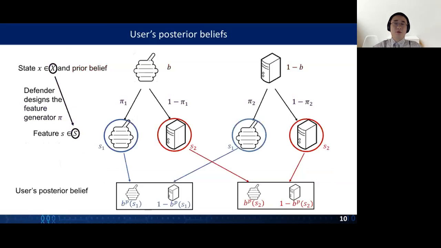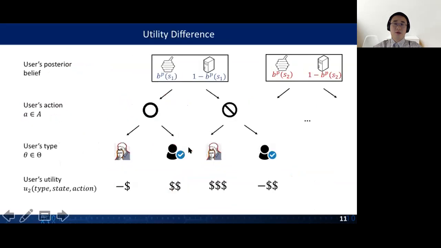The user observes the features and forms different posterior beliefs based on which feature they have observed, S1 or S2. Based on the posterior belief, the user takes an action, such as whether or not to access the honeypot. The user's type can be an insider or a legitimate user. Based on the action and the state, the insider and the legitimate user will obtain different utilities.